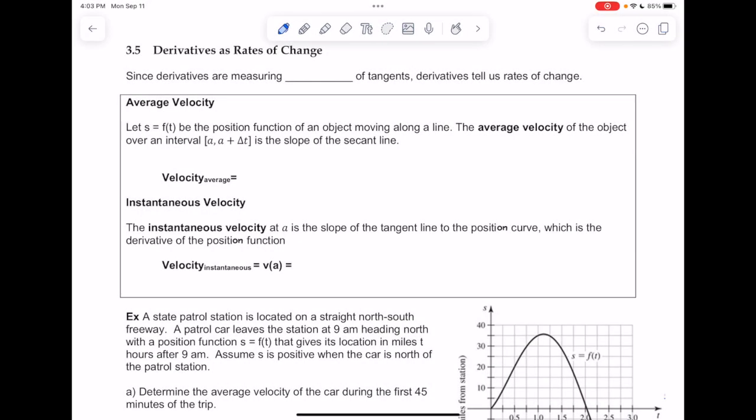Section 3.5, derivatives as rates of change. Since derivatives are measuring slopes of tangents, derivatives tell us the rate of change, and we can say that because slopes are a rate of change. Slope is the change in y over the change in x. And so since slope is a rate of change on a graph, we can also apply derivatives as a rate of change to velocity problems and other applications.